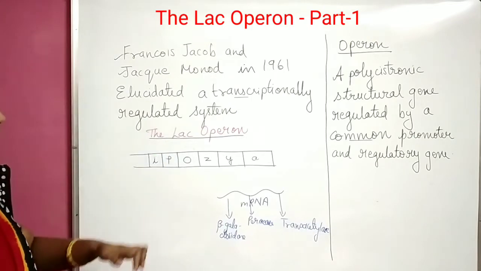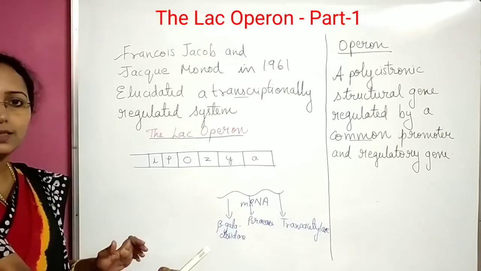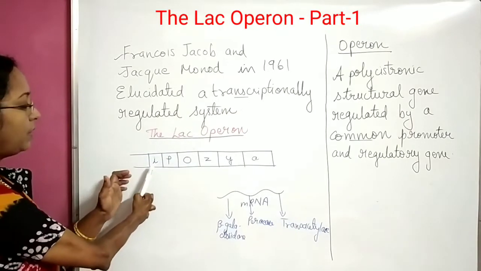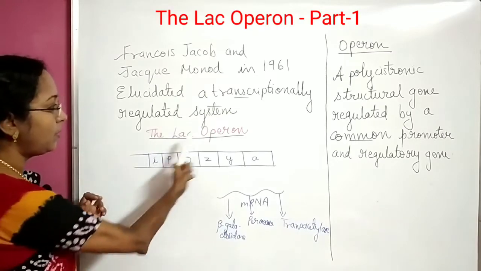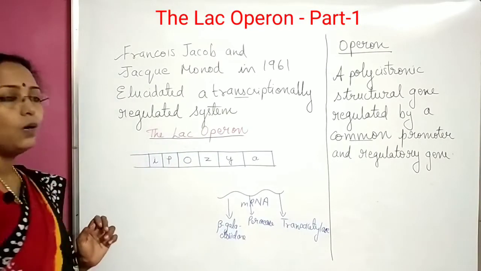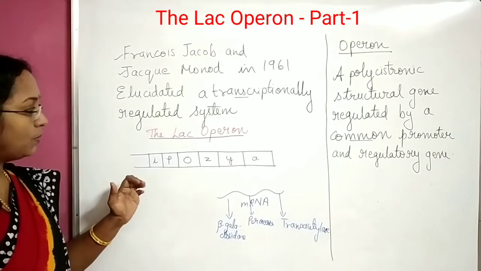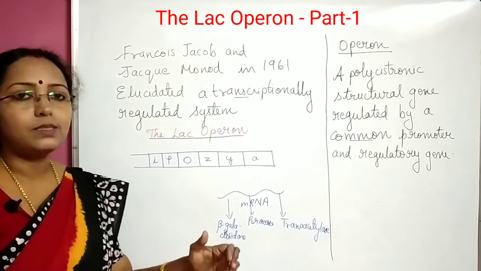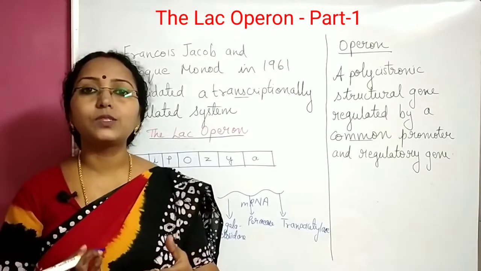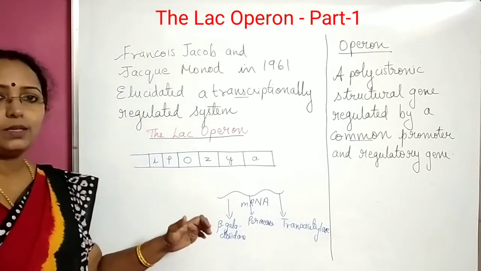So in an operon you can see you have many structural genes. Here there are three structural genes and they are regulated by a common regulator and a promoter. Apart from the promoter, in this Lac Operon there is also an operator gene. This is how an operon looks. Now let me tell you how this is getting switched on and switched off. I hope till here it is very clear to you.